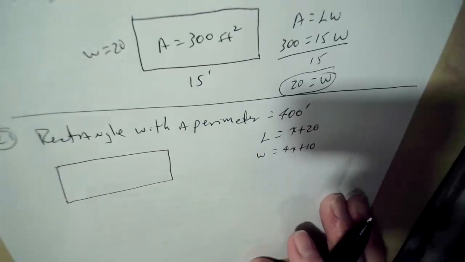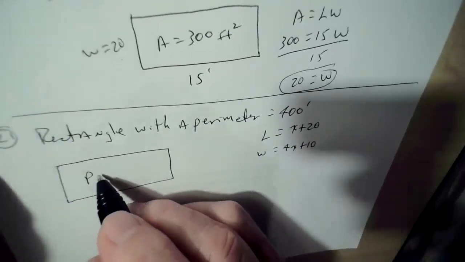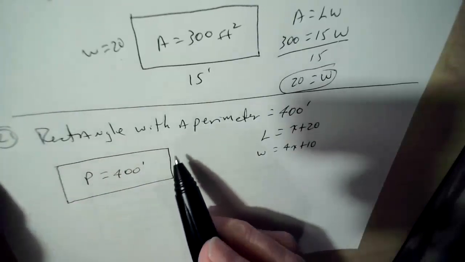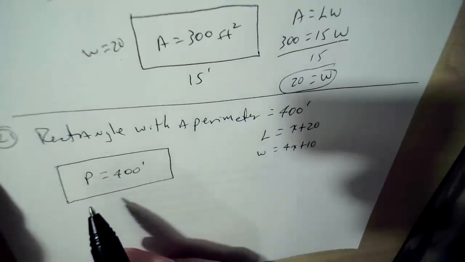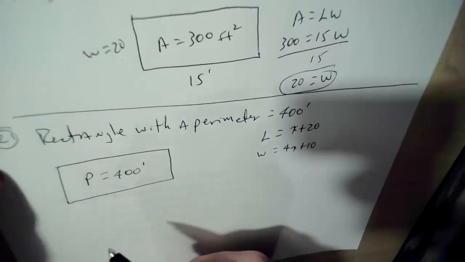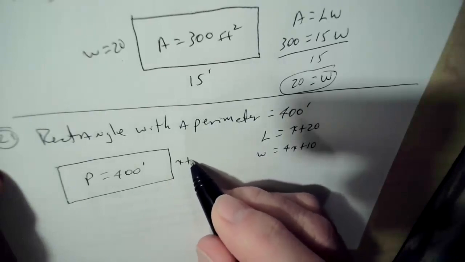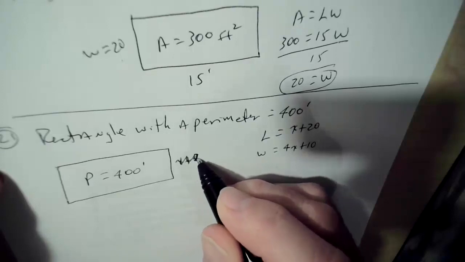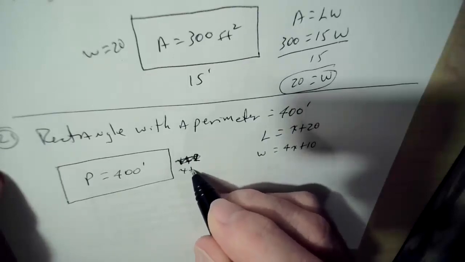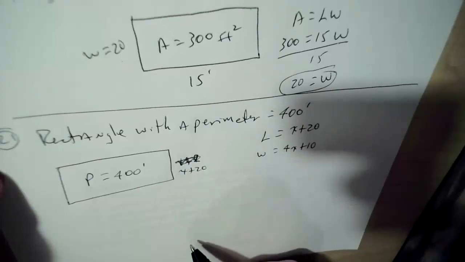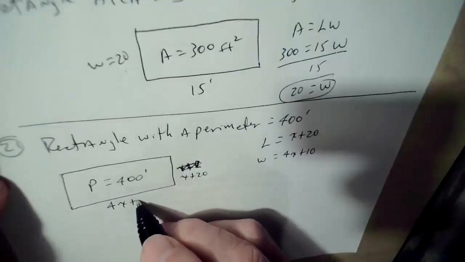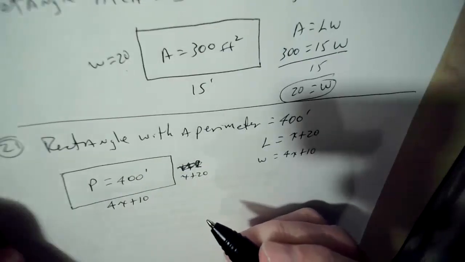Now remember, what are the... Looks like my drawing's getting worse and worse. Okay, so the perimeter is 400. Now remember, that's feet. Perimeter is how far around is it? If the length is x plus 20, and the width is 4x plus 10.